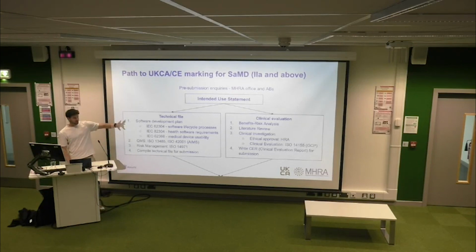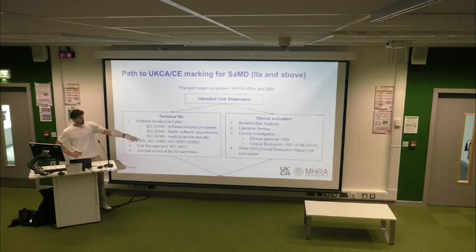And then you would go down two main processes of building up all of your technical documentation. You'll have a quality management system, which is basically a lot of policy and procedure documentation to make sure quality processes are followed. And this is underpinned by an ISO standard called 13485, which you may have heard of.